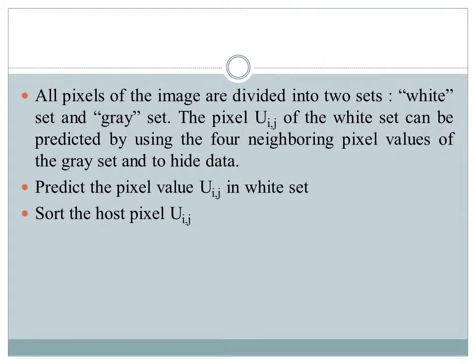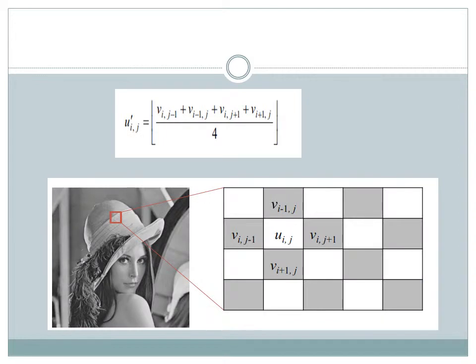Here all the pixels of the image are divided into two sets. One is the white set and the other is the gray set. The pixel uij of the white set can be predicted by using the 4 neighboring pixel values of the gray set, and to hide data, firstly uij is predicted and then it is sorted accordingly.